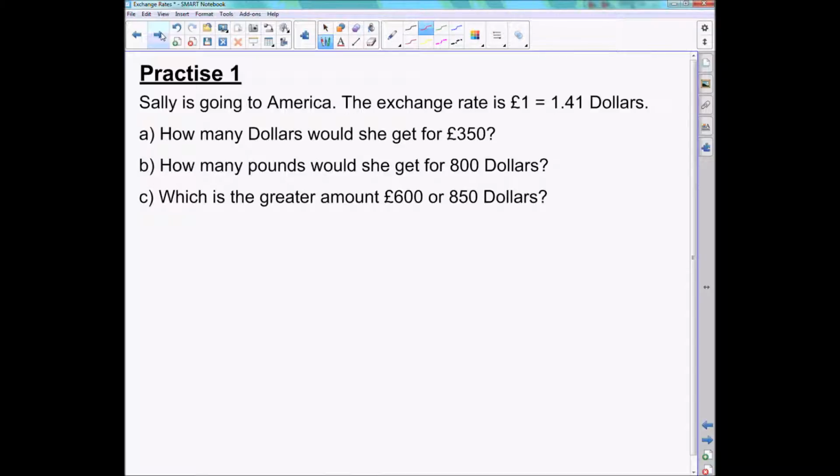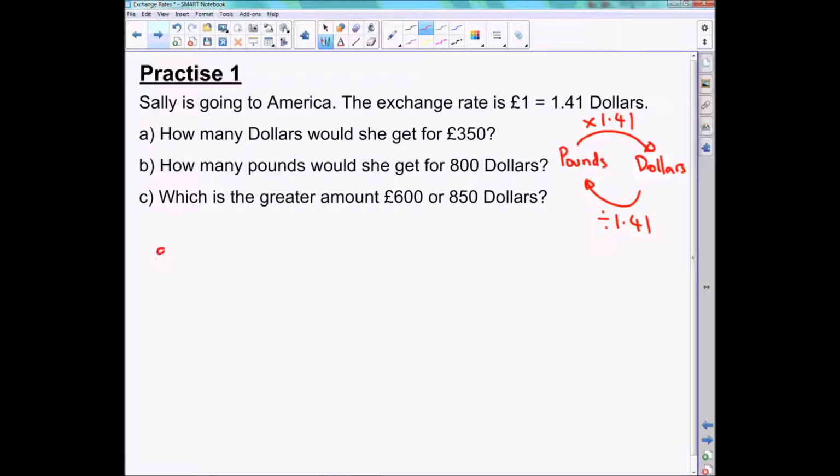Okay, so hopefully you've had a crack at all 3 of these questions. So the first thing we're going to do is just write out our little exchange loop, which I'll just put at the top here. Pounds and dollars. So pounds has the 1 by it, so to change that to dollars, I need to times, and the exchange rate is 1.41. To convert back, I need to divide by 1.41.